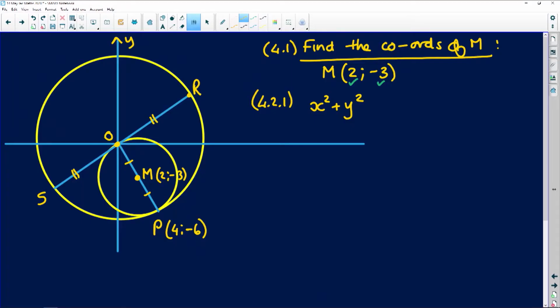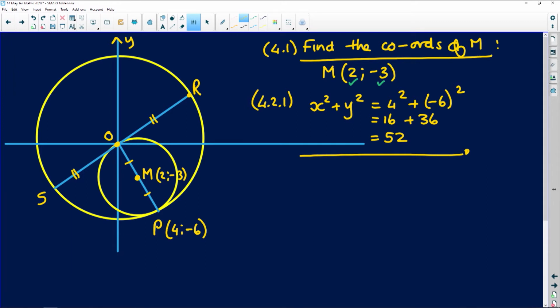Then we have a point on the circle, point P. So the radius squared is found by 4 squared plus minus 6 squared. Now this is 16 plus 36. So that gives us 52. So the equation of our circle that has its center at the origin is x squared plus y squared equals 52. And that's for 2 marks. So the 2 marks will most probably go in for working out that radius squared, the calculation, and then the final answer of 52.